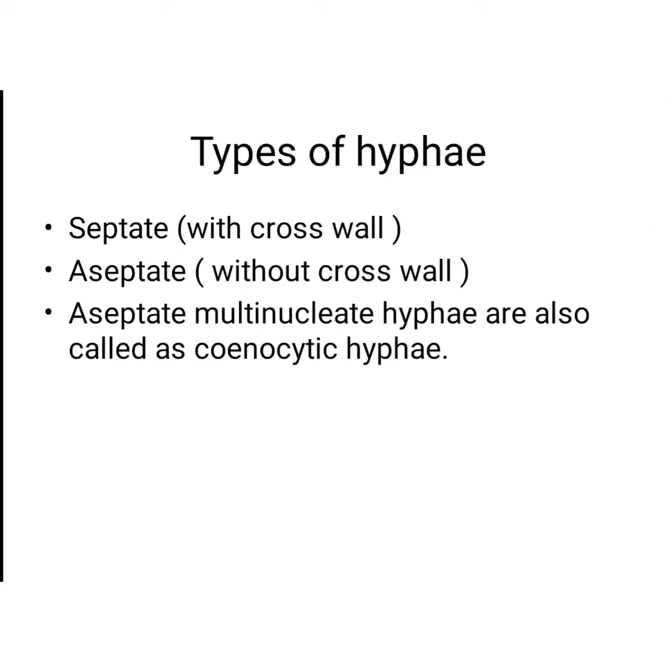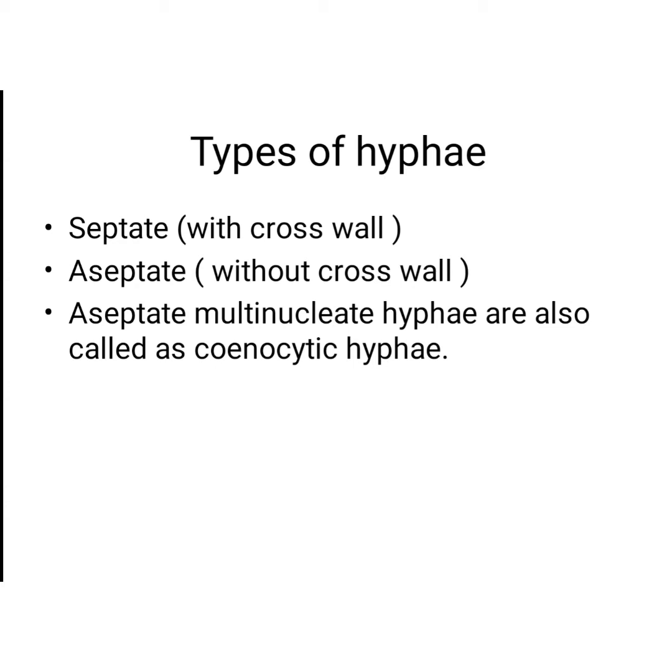If you didn't watch part 5 of the plant pathology basics video, please watch it first, then only you can understand this video. You must be familiar with two terms: hyphae and mycelium. Hyphae is a thread-like structure and mycelium is a mass of hyphae. There are two types of hyphae, septate and aseptate. Septate is with cross wall and aseptate is without cross wall. Aseptate multinucleate hyphae is otherwise known as cenocytic hyphae.